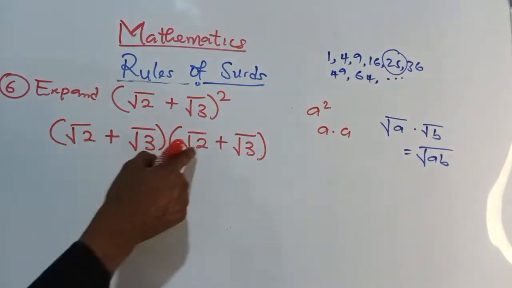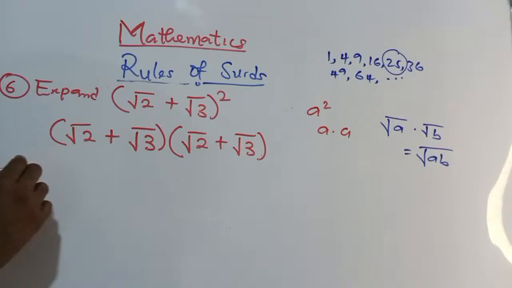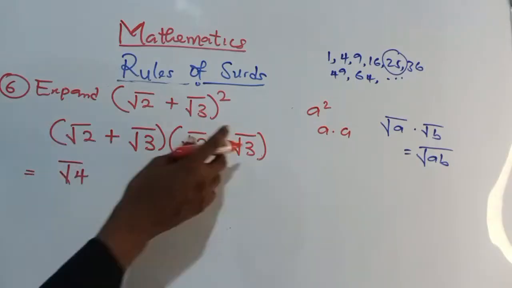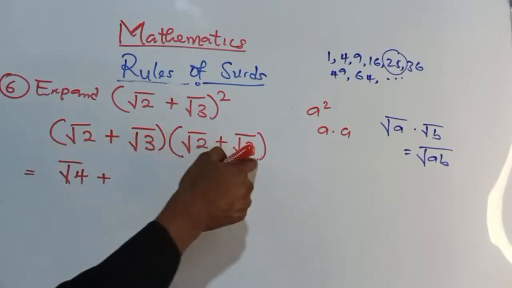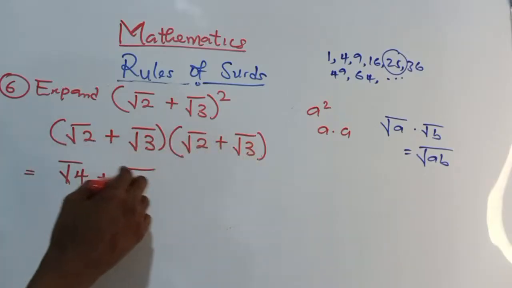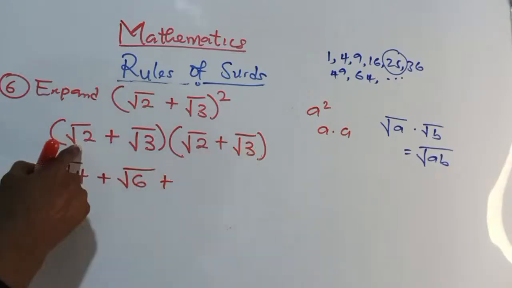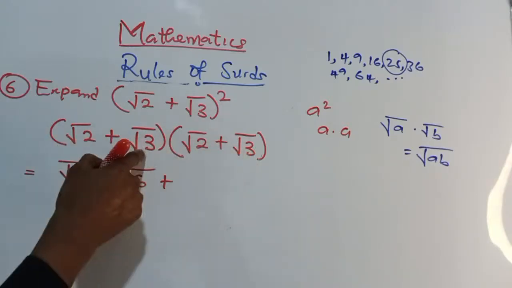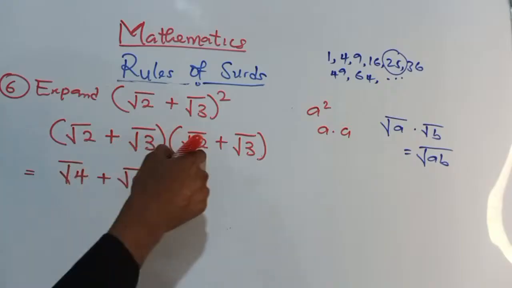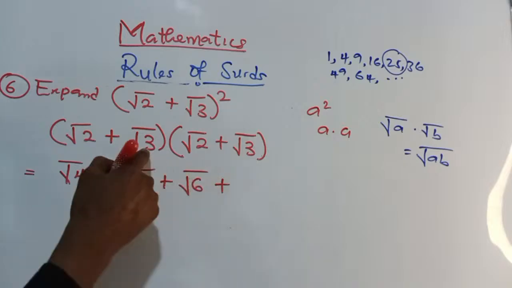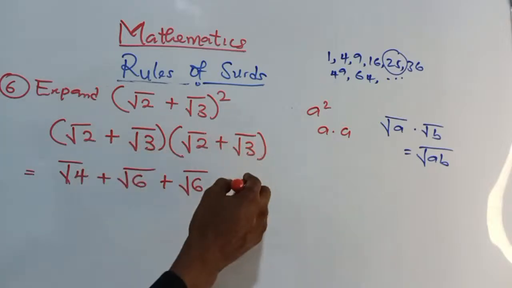Root 2 times root 2 will give us root 4, plus root 2 times root 3 will give us root 6, because 2 times 3 will give us 6. Plus, now we have used this to expand this, we're going to use this now. Root 3 times root 2 will give us root 6, plus root 3 times root 3 will give us root 9.